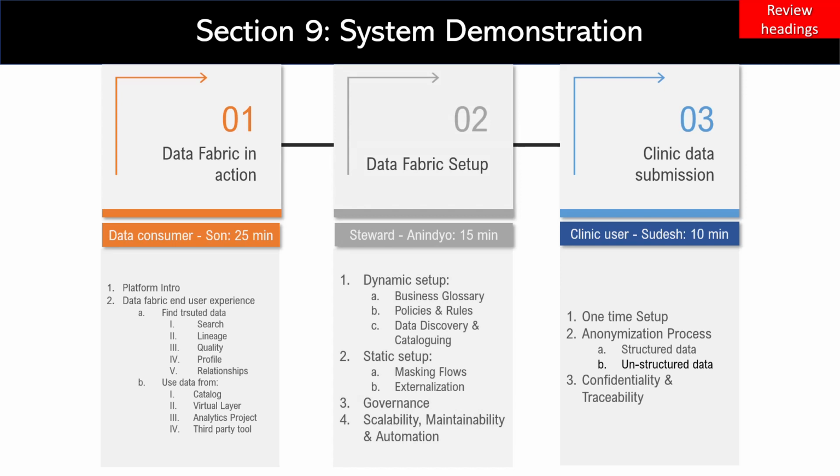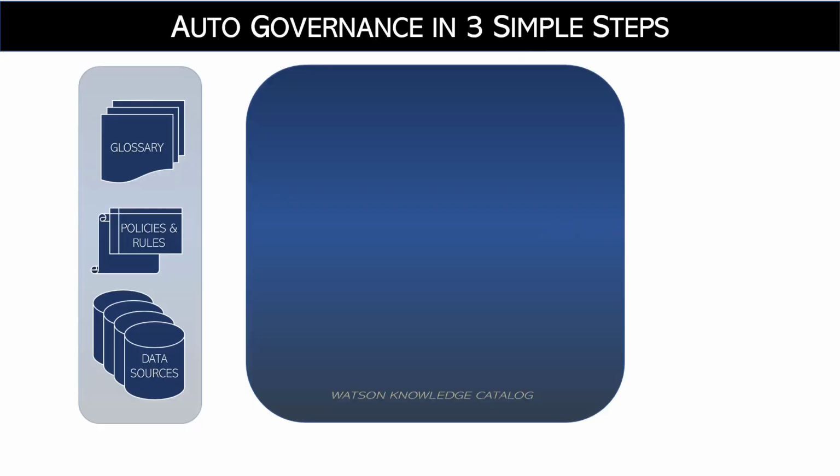We will have four sections of the demo. First, we'll look at what's the setup required to enforce dynamic anonymization. Thereafter, we will look at the implementation steps for a static anonymization flow, followed by the governance and the maintainability aspects of this setup. Now, in Cloud Pak for Data, the proposed solution for the tender, governance or automated governance can be implemented in three simple steps.